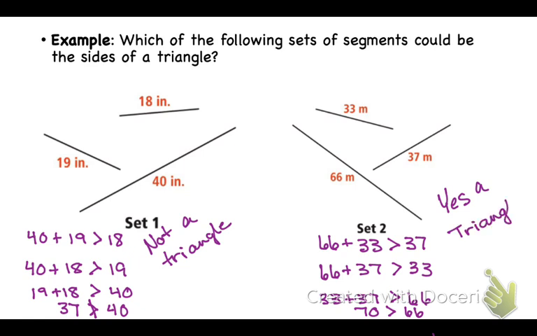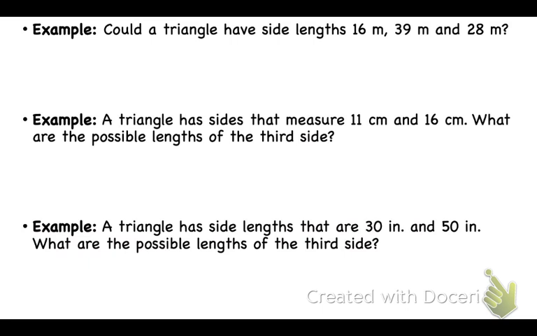Now you notice I had to work out how many things? 3. You can't just find one and say it works, because it has to work for all 3 pairs. It doesn't matter what order you do them in. I always do the biggest one first. Okay, the next one on your own, please. The side lengths of 16, 39, and 28, could it be a triangle? Figure it out.